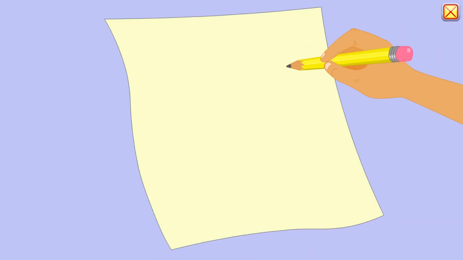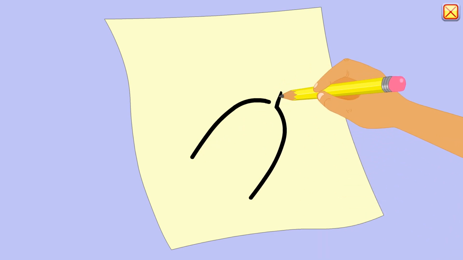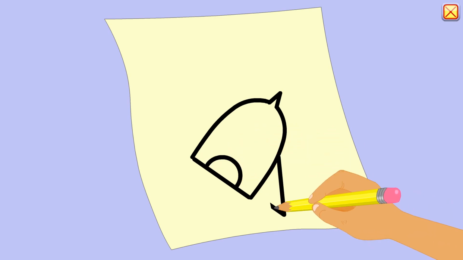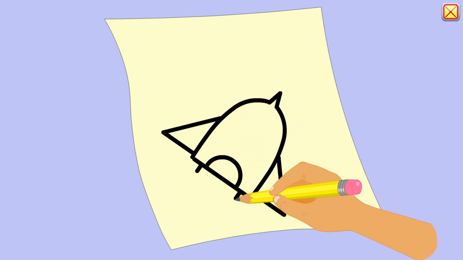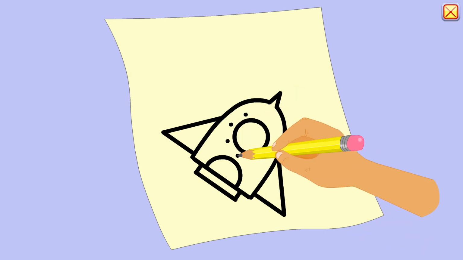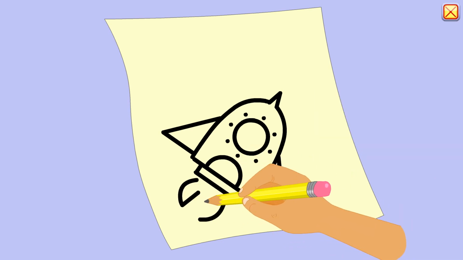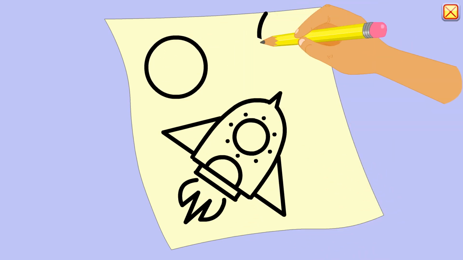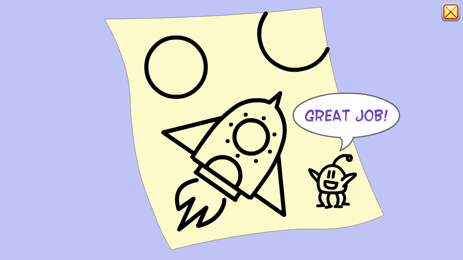What's this one? Curve. Curve. Angle. Line. Semicircle. Angle. Angle. Lines. Circle. Points. Curve. Curve. Lines. Angle. Circle. Semicircle. I didn't catch it. Great job!